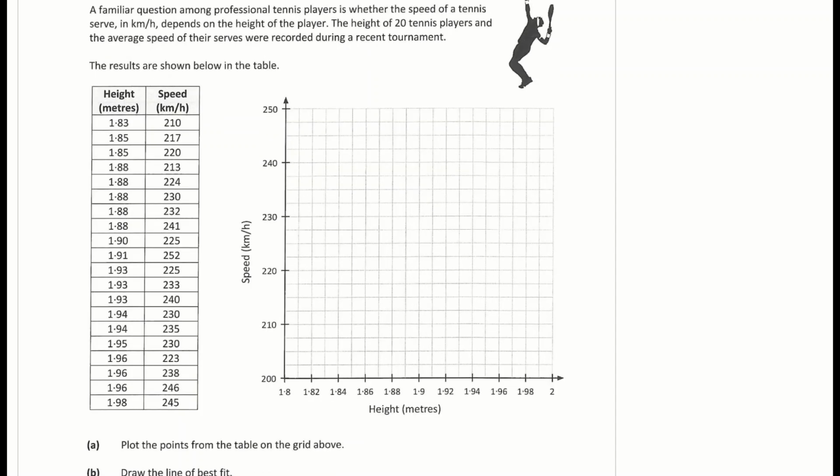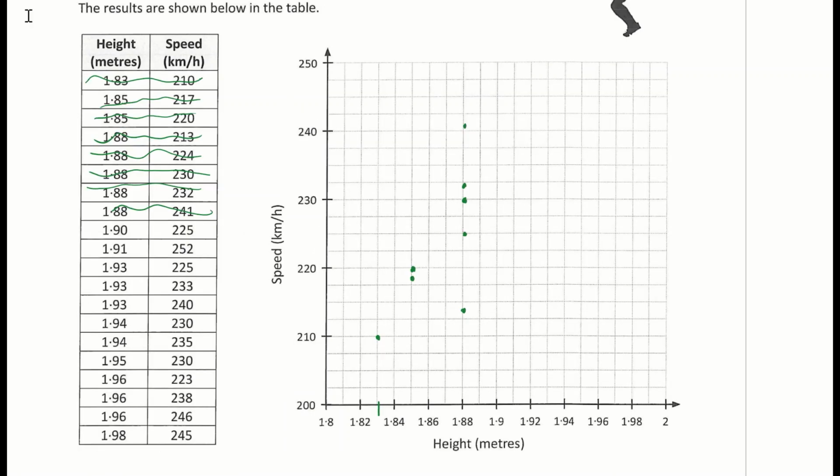So our first point is 1.83 meters and a speed of 210. So 1.83 is going to be between the 1.8 and the 1.84. You're going up to 210 and you're putting a dot on it. The next point I'm plotting is 1.9 up to 225. So 1.9 to 225 would bring me around here. So that's all our points plotted. At this stage, just make sure you've included every point. So there's 20 people who were surveyed and I have 20 green dots.